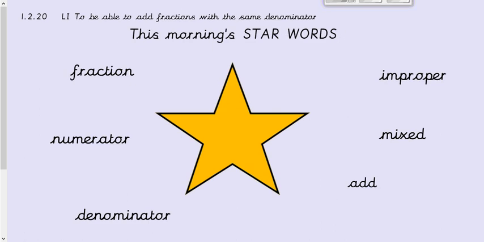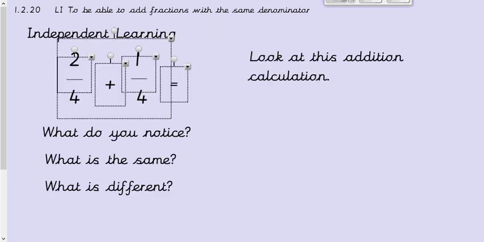So we're looking at adding fractions today, however, fractions with the same denominator. So it should hopefully be quite straightforward. We'll go through a few together and then you'll have a go and I'll go through them with you. So our star words today are fraction, numerator, denominator, add, mixed and improper. So we're still looking at those mixed number fractions and improper fractions, but our main focus today is adding fractions.